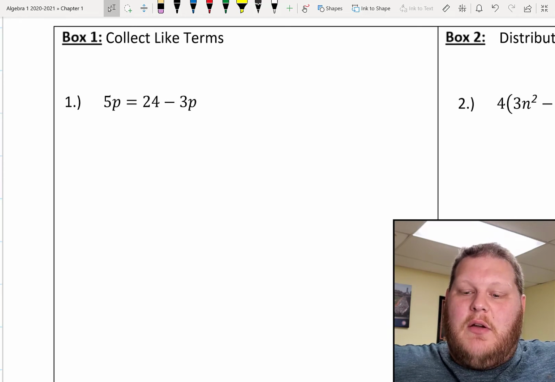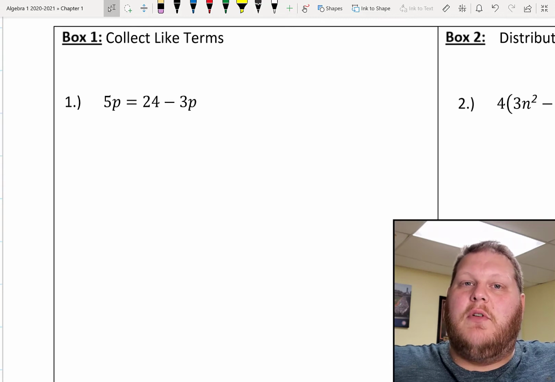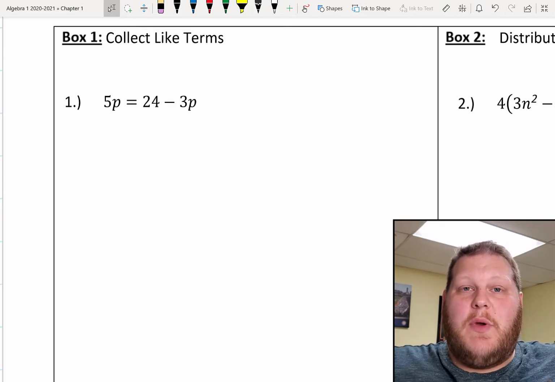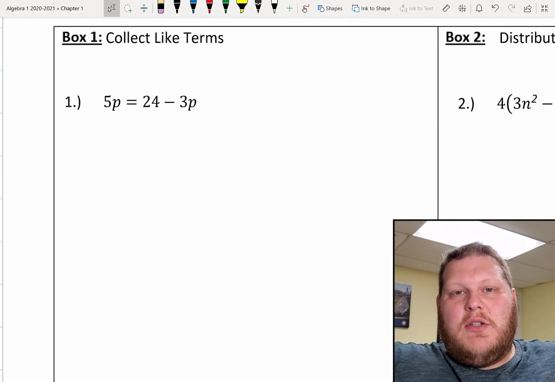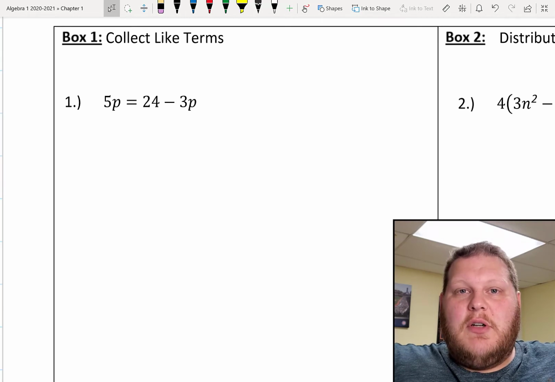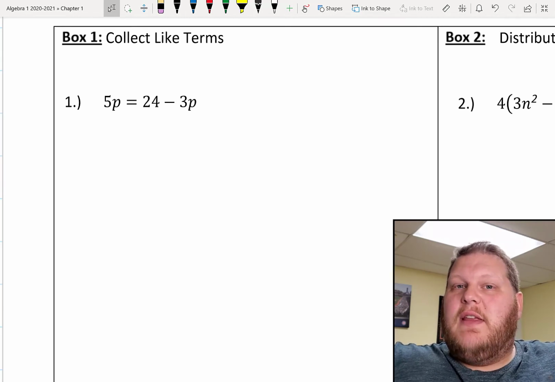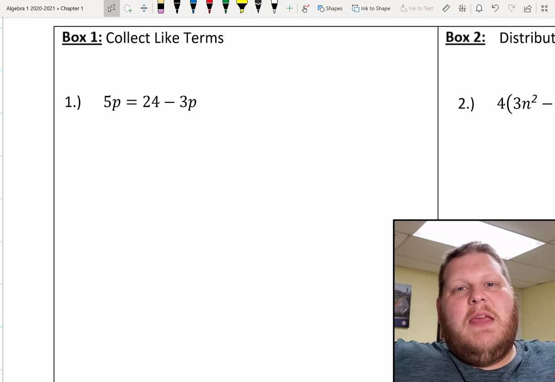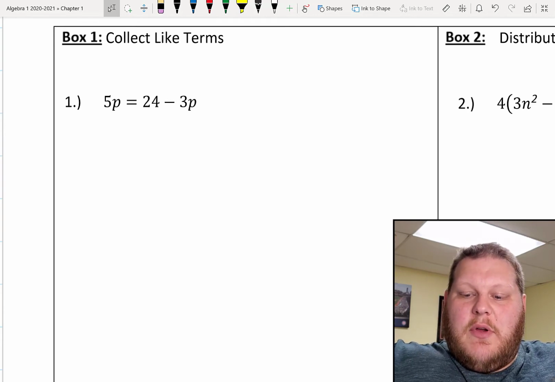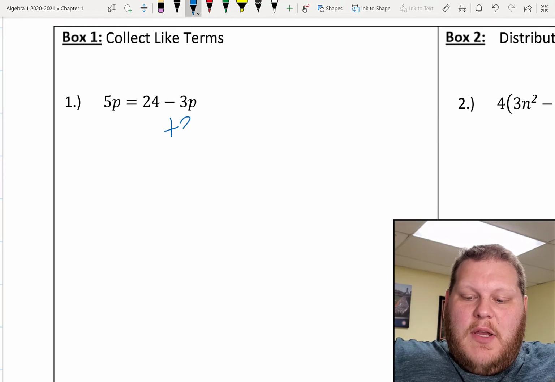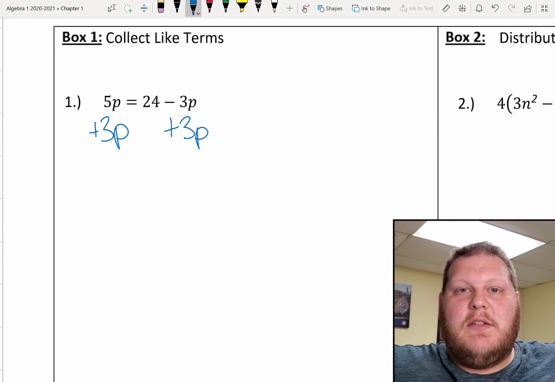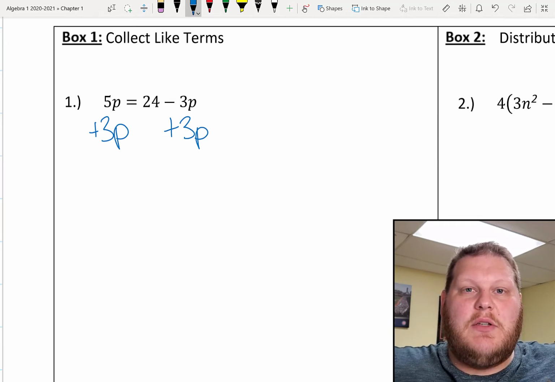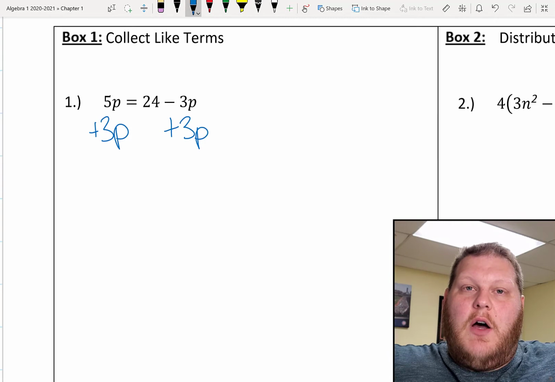My first step here, I'm going to move either 5p or negative 3p over to the other side of my equation. It's up to you which way you move them. My suggestion is if you already have one side of your equation that is just a variable term, like here 5p is the only thing happening on the left side, I want to keep it that way. So I'm going to add 3p on both sides, just like I did in the last two sections where I can add something on both sides of my equation. I can do that even when it involves a variable.